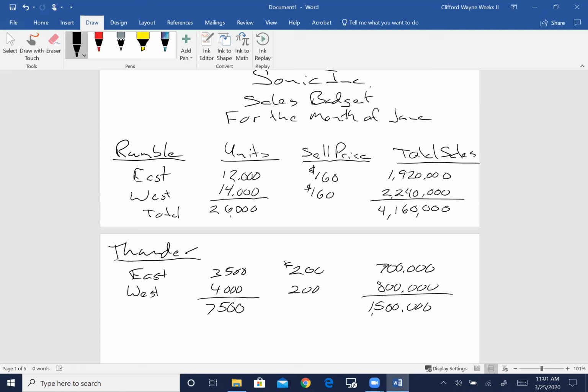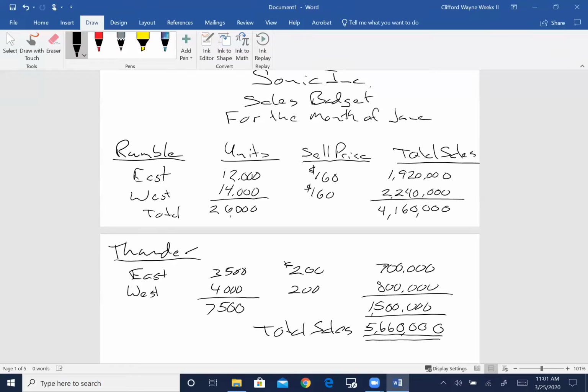And because this is a sales budget and we need to have total sales, we're going to add those together. And so what is that? $5,660,000. And so this would be the sales budget.